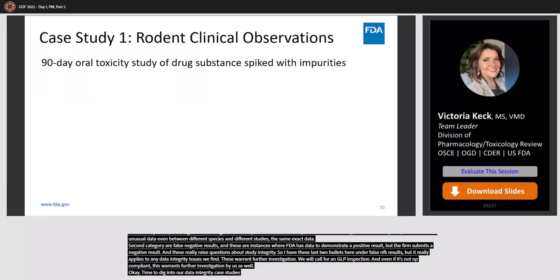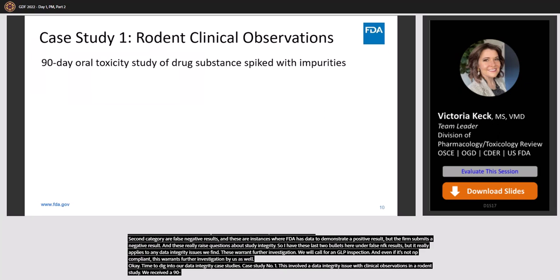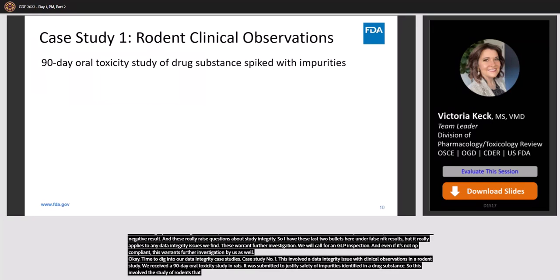Case study number 1. This involves a data integrity issue with clinical observations in a rodent study. We received a 90-day oral toxicity study in rats. It was submitted to justify safety of impurities identified in a drug substance, and so this involved a study of rodents that were given the drug substance spiked with impurities.